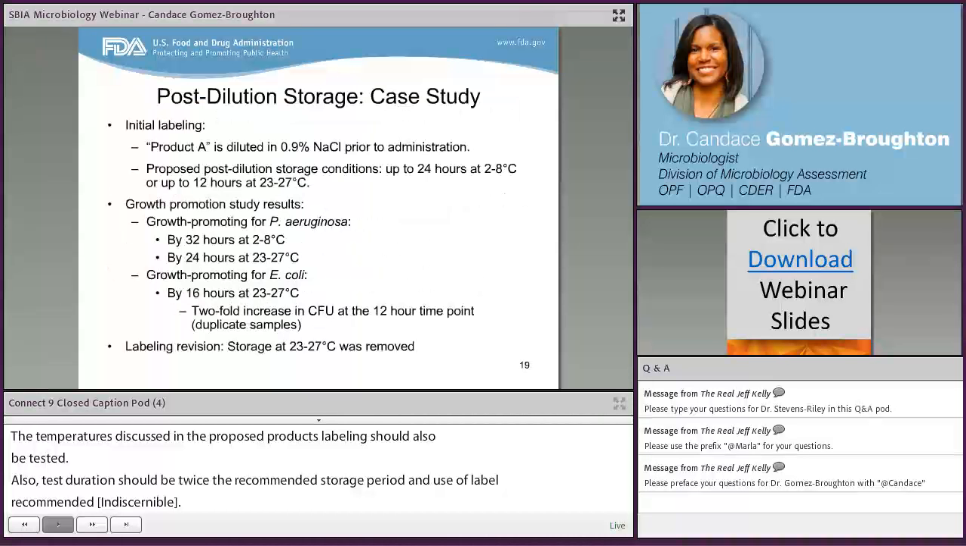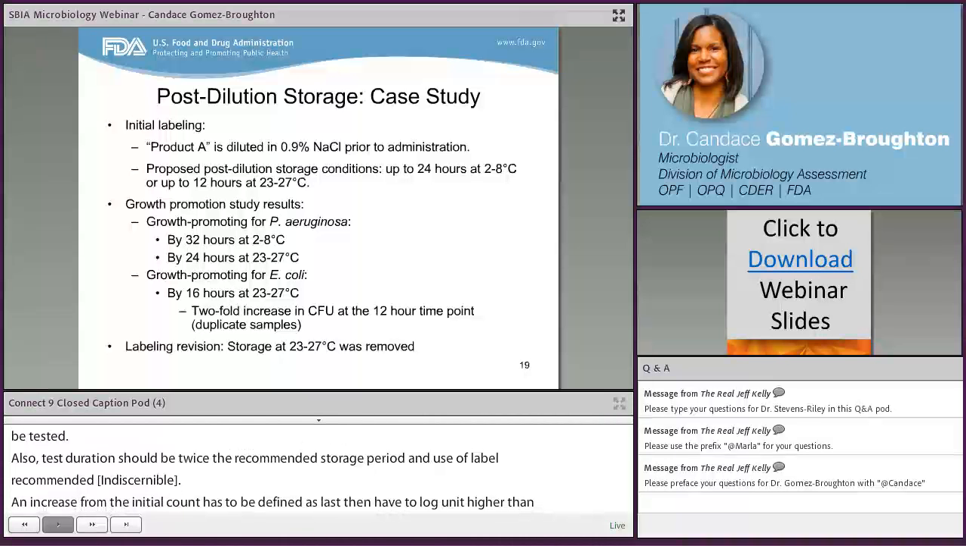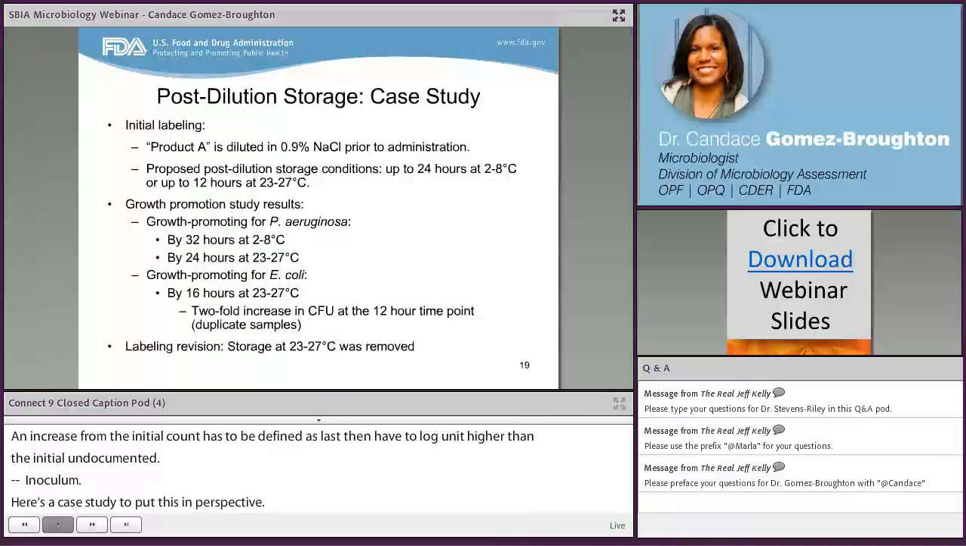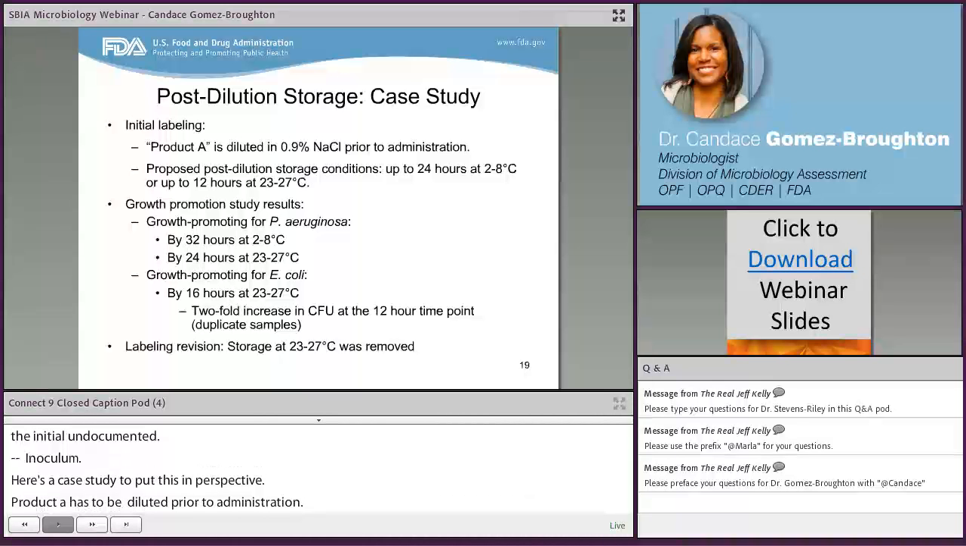So here's a case study to put this all in perspective. Product A has to be diluted in 0.9% saline prior to administration. On the label, the post-dilution storage conditions state that it is stable for up to 24 hours at 2 to 8 degrees Celsius, or up to 12 hours at room temperature.